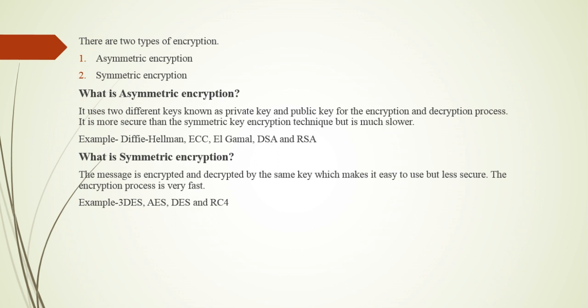What is symmetric encryption? The message is encrypted and decrypted by the same key, which makes it easy to use but less secure. The encryption process is very fast. Examples: 3DES, AES, DES and RC4.